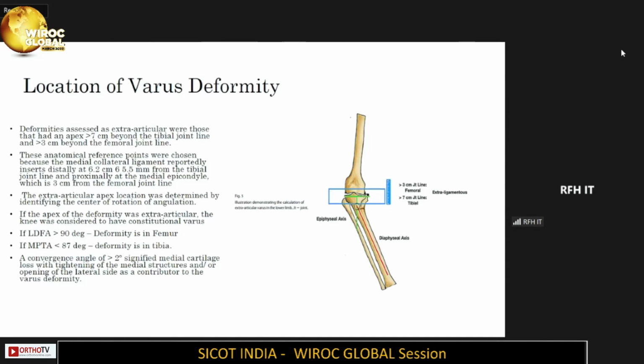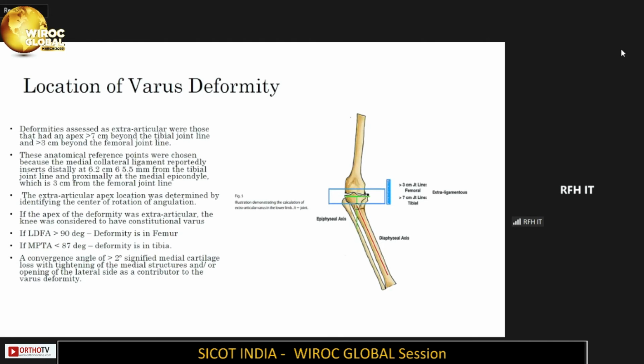The deformities assessed as extra-articular were those that had an apex more than 7 centimeters beyond the tibial joint line and 3 centimeters beyond the femoral joint line. And the reason for this 7 and 3 is the anatomical reference point of the medial collateral ligament insertion. The extra-articular apex location was determined by identifying the center of rotation of angulation. So if the apex of the deformity was extra-articular, the knee was considered to have a constitutional varus.